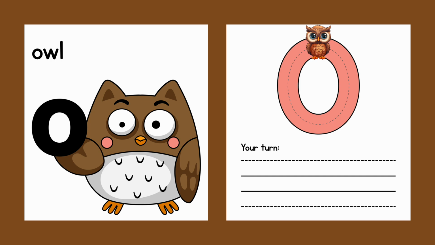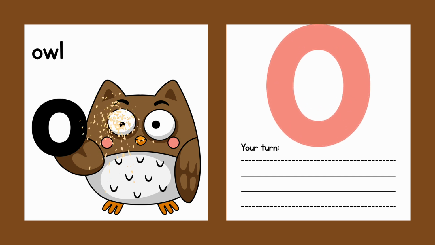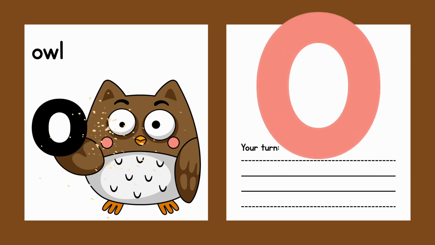Letter O. The owl's going to help us write the letter O. Starting from the top, all the way down, round, up, back to the top. Fantastic. Well done. Great work. Now it's our turn to write the O letter.